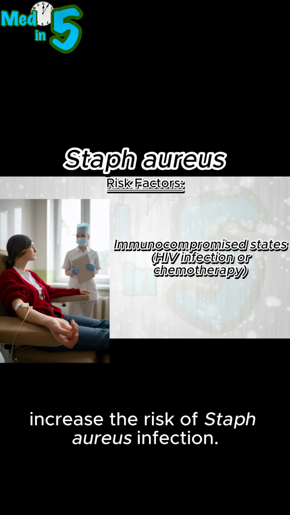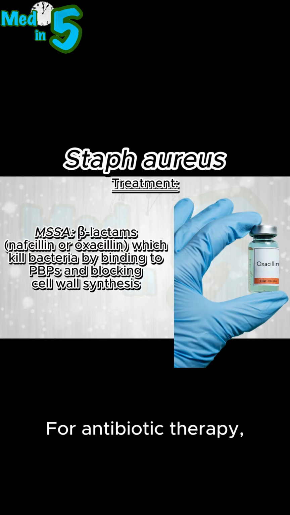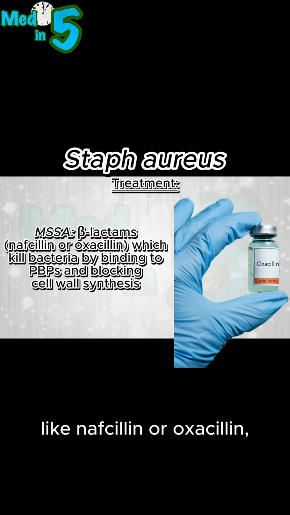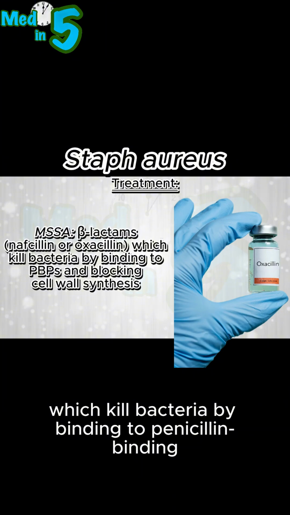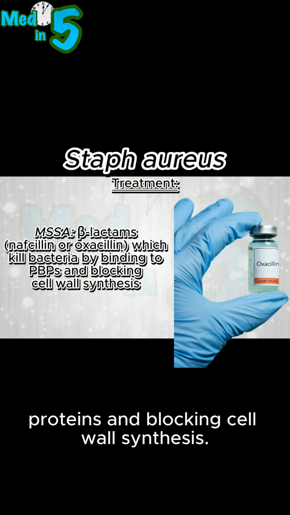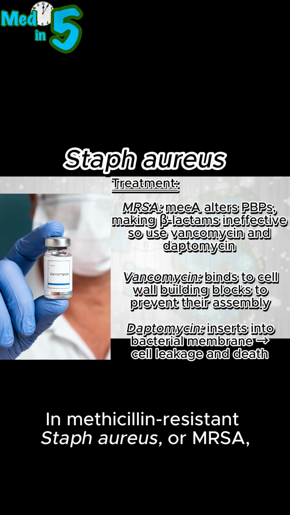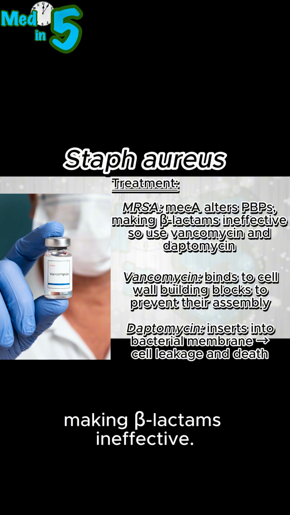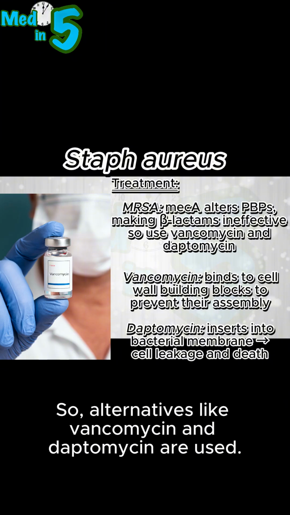Staph aureus infection. For antibiotic therapy, methicillin-sensitive Staph aureus, or MSSA, may be treated with beta-lactams like nafcillin or oxacillin, which kill bacteria by binding to penicillin-binding proteins and blocking cell wall synthesis. In methicillin-resistant Staph aureus, or MRSA, the mecA gene alters penicillin-binding proteins, making beta-lactams ineffective. So, alternatives like vancomycin and daptomycin are used.